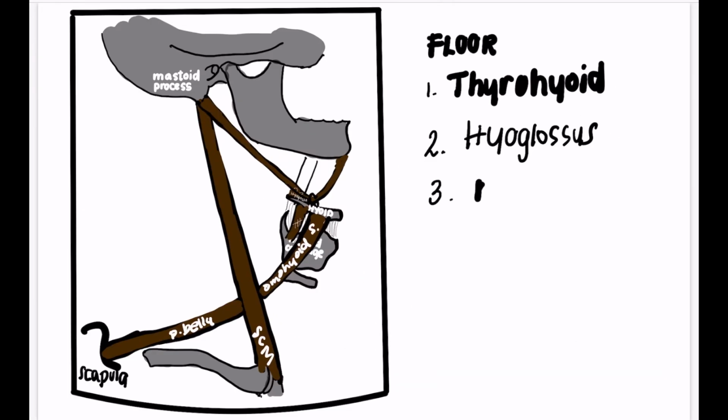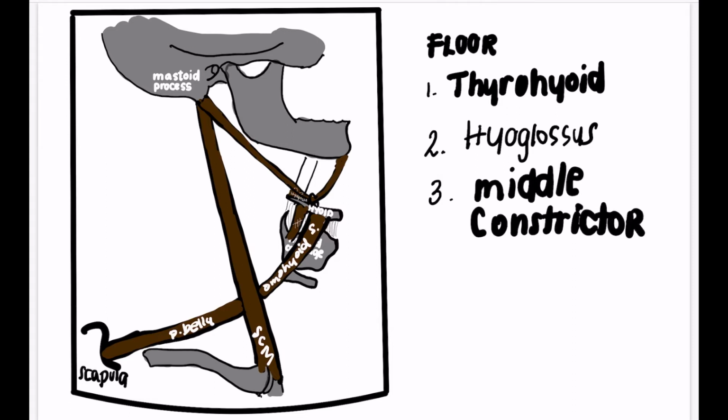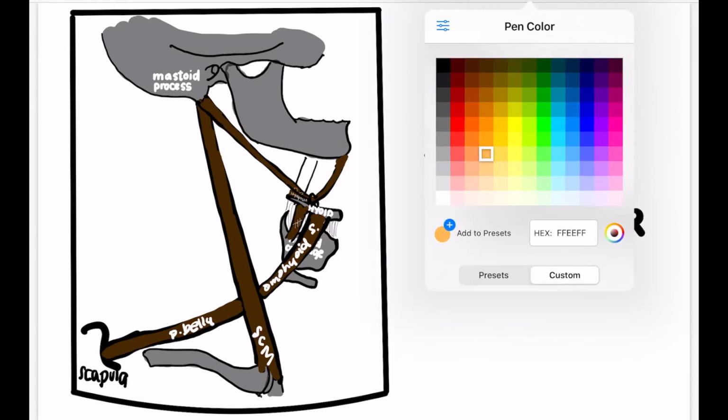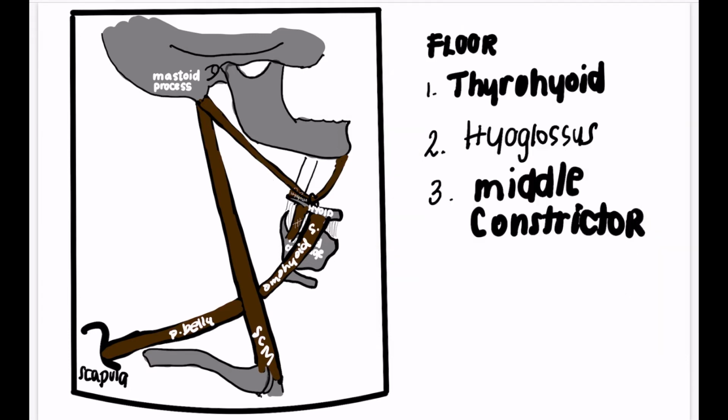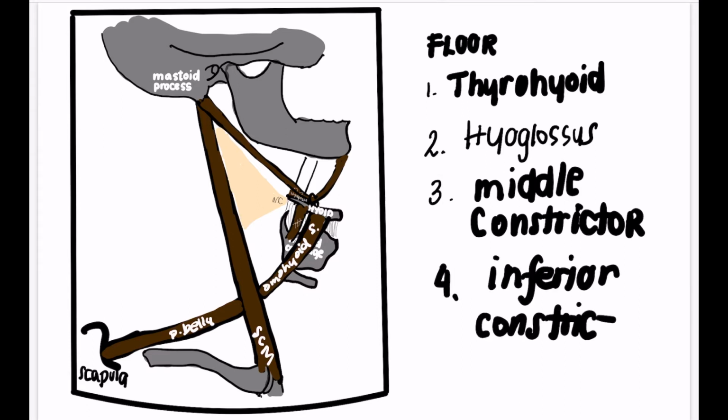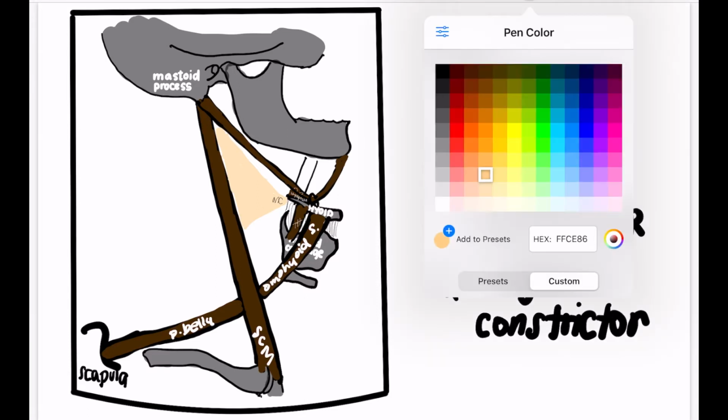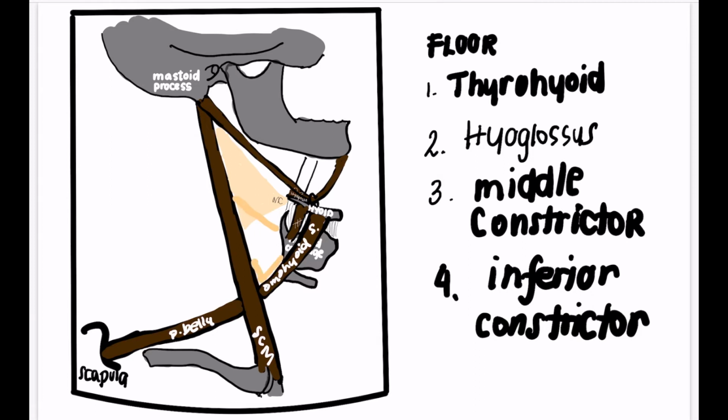The third muscle is the middle constrictor muscle. It originates from the stylohyoid ligament and the hyoid bone, and then it inserts to the pharyngeal raphe. And then the last muscle forming the floor of the triangle is the inferior constrictor. It originates from the thyroid cartilage and the cricoid, and then it also inserts to the pharyngeal raphe as well.